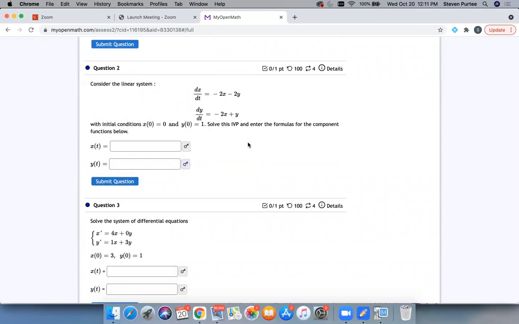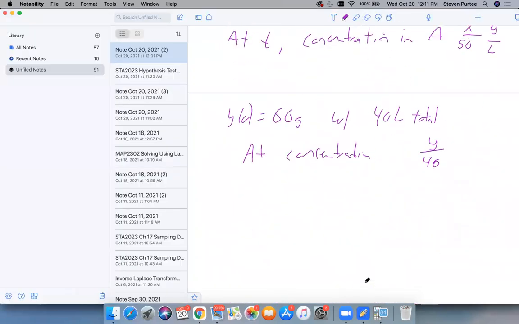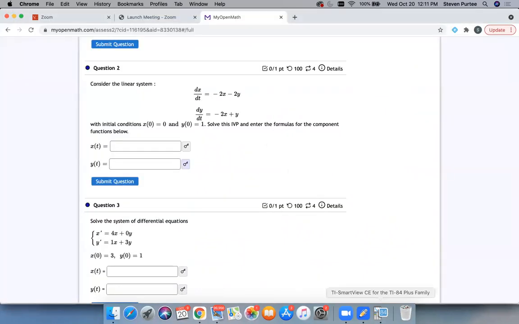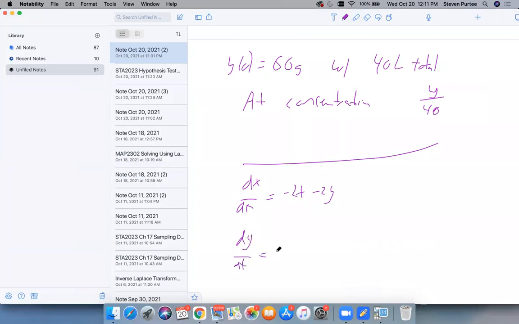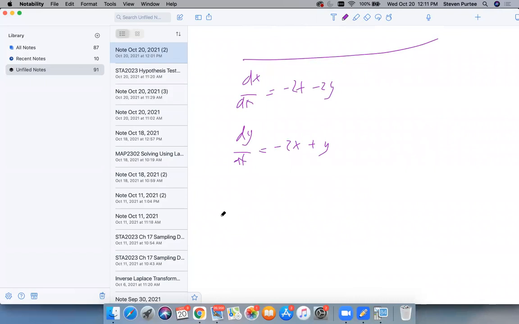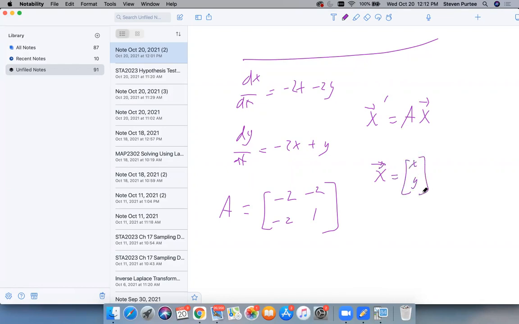Let's actually do one from start to finish, actually solve a system of DEs. So I've got dx/dt is negative 2x minus 2y, and dy/dt is negative 2x plus y. Yep. Okay, so we're going to write this in matrix form. My matrix A will be negative 2, negative 2, negative 2, 1, and this DE is the vector x prime equals A times the vector x, where the vector x, capital X, is a vector made up of little x and y.